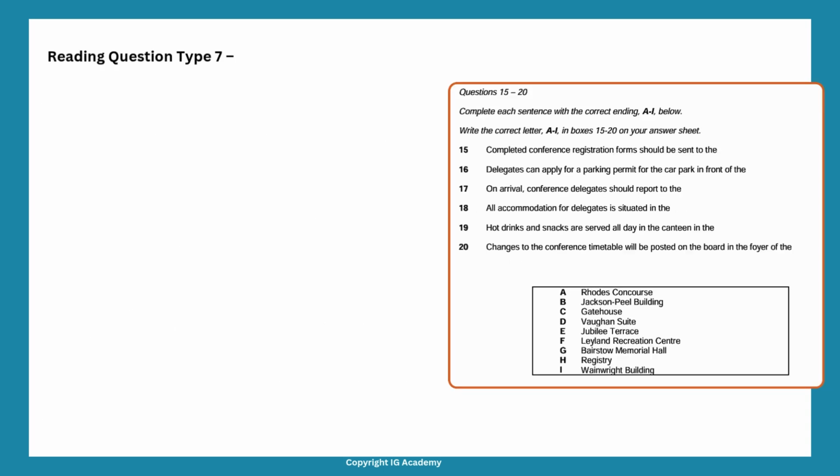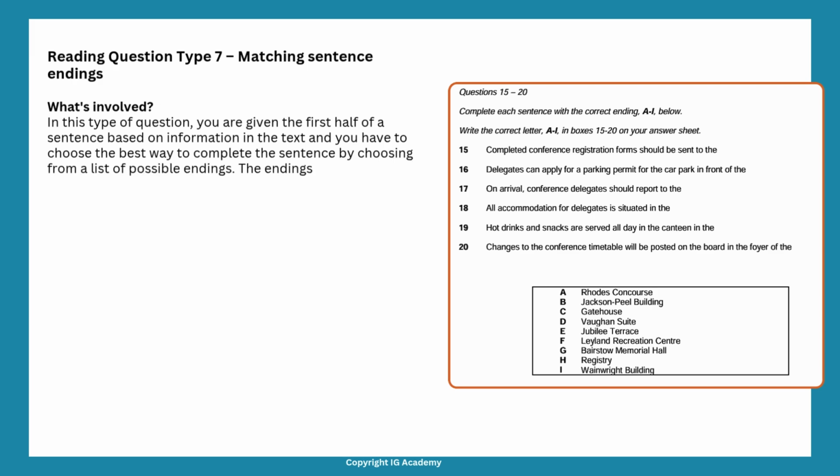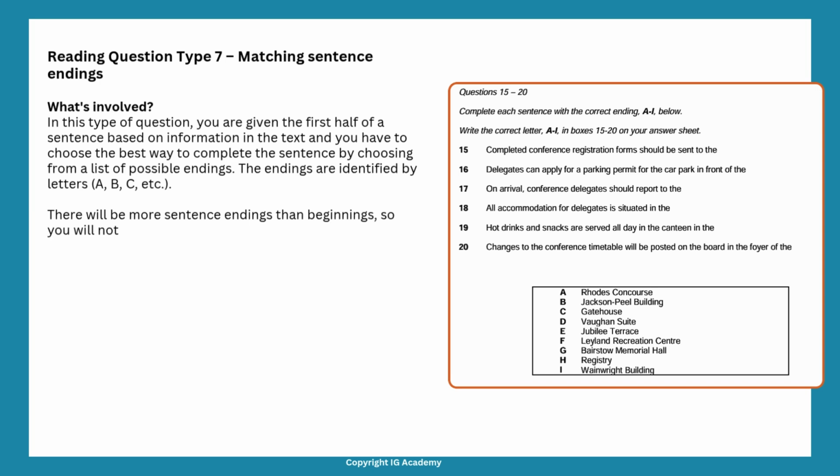Reading question type 7 is matching sentence endings. In this type of question, you are given the first half of a sentence based on information in the text, and you have to choose the best way to complete the sentence by choosing from a list of possible endings. The endings are identified by letters A, B, C, etc. There will be more sentence endings than beginnings, so you will not use all of them. You must write the letter you choose on the answer sheet.